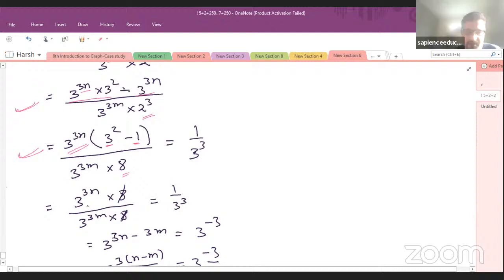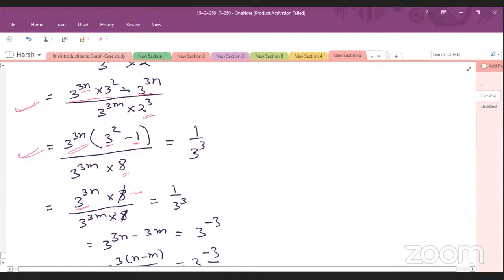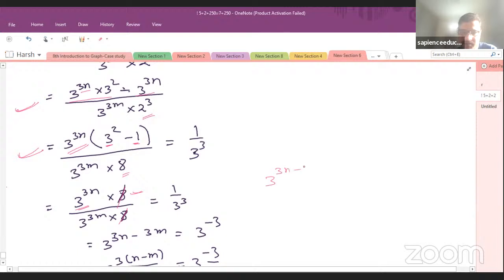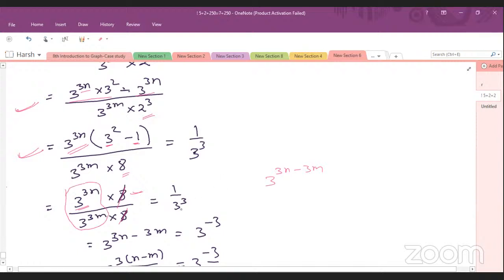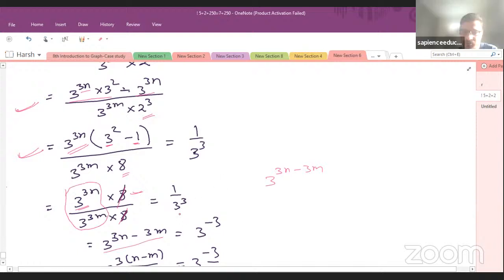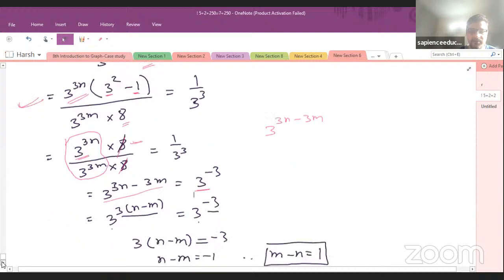So in the numerator, 3 to the power 3n, this 3 square is 9, minus 1, which is 8. The denominator has 3 to the power 3m into 8. This 8 and this 8 get cancelled. What is left out? 3 to the power 3n by 3 to the power 3m. So you can write 3n minus 3m, because this is what is left out, which equals 3 to the power minus 3. Did you get it?